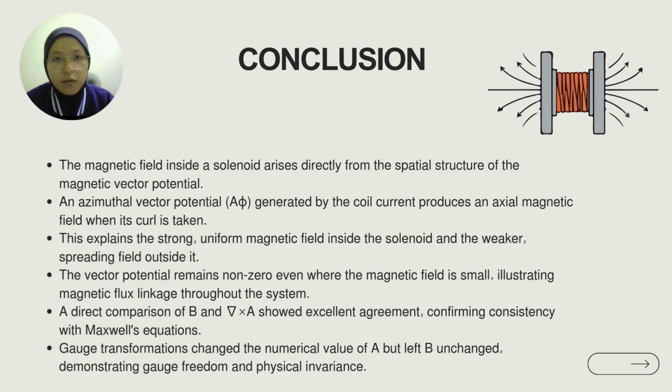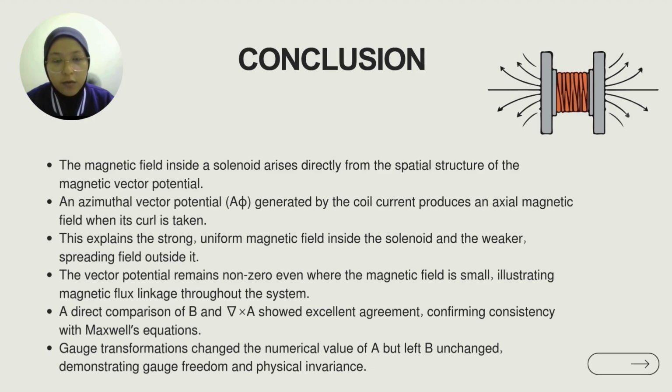Even in regions where the magnetic field is small, the vector potential remains non-zero, indicating how magnetic flux is linked throughout the system. By comparing the magnetic flux density with the curl of the vector potential, we verified the relationship B equals curl A is satisfied everywhere in the model. The perfect overlap between these results confirms that the simulated fields are physically consistent with Maxwell's equation.